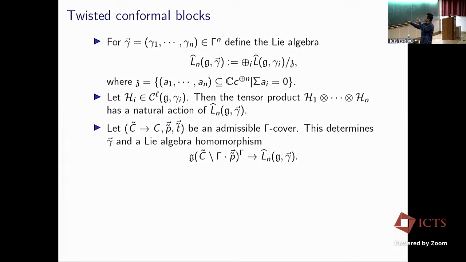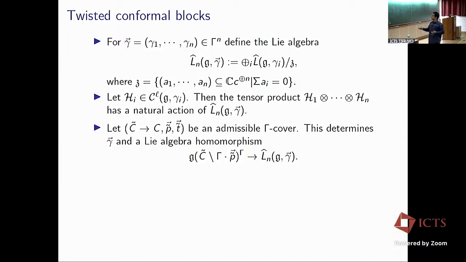That will give you a map here. And basically this is a Lie algebra map because of the residue theorem. So remember, if we take this tensor product, if you have a bunch of integrable representations of these twisted affine algebras, and they're all level L, then this tensor product has an action of this Lie algebra and hence an action of this Lie algebra.